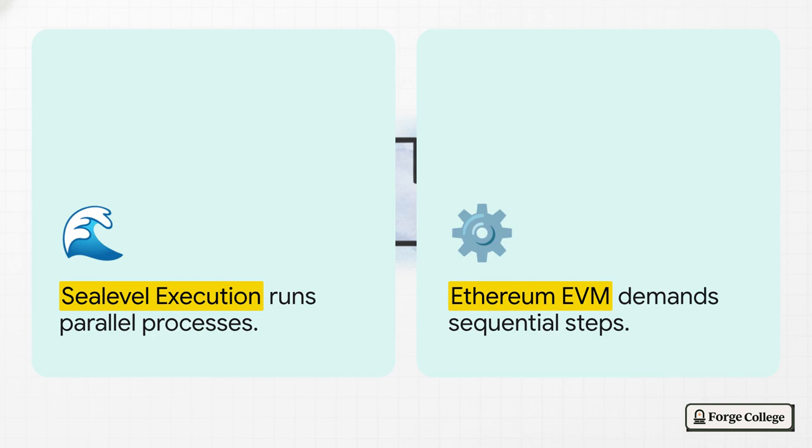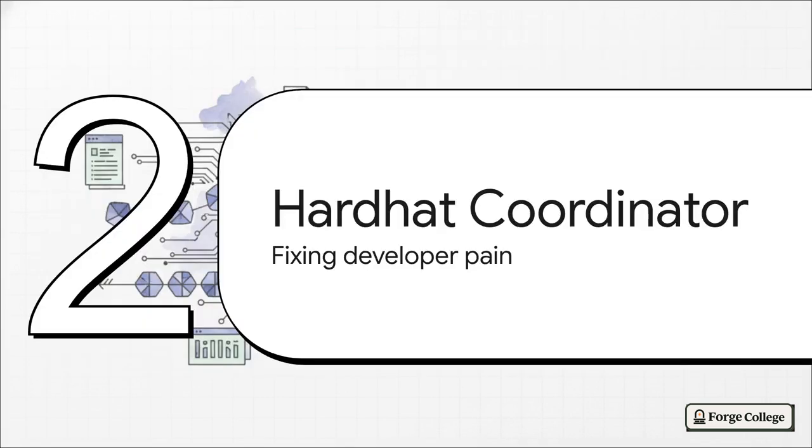Ethereum, on the other hand, is a completely different beast. To survive deploying smart contracts on the Ethereum Virtual Machine, you need a highly predictable, sequential, step-by-step coordinated workflow. There's no throwing code at the wall to see what sticks here. You need a precise, bulletproof blueprint. And that brings us to our next section, Hardhat, the ultimate coordinator.